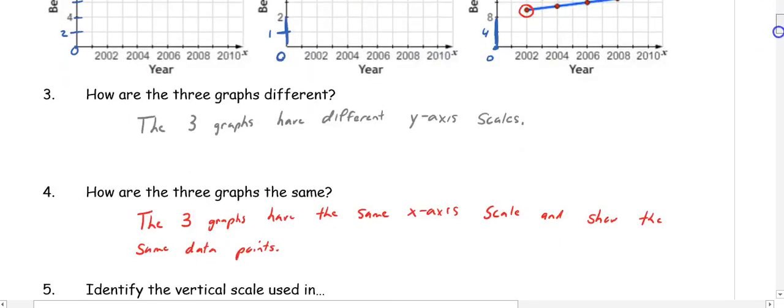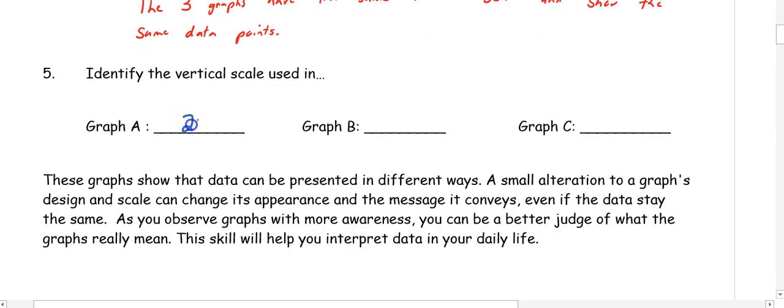So the scale for graph A is 2s, the scale for graph B is 1s, and the scale for graph C is 4s. So these graphs show the data can be represented in different ways. A small alteration to the graph's design and scale can change its appearance and the message it conveys, even if the data stays the same.